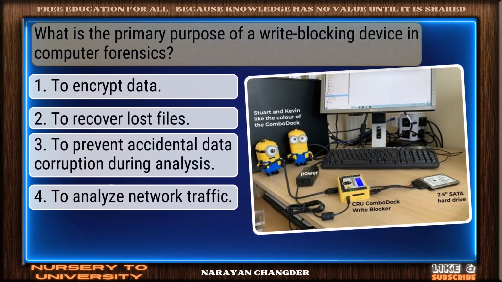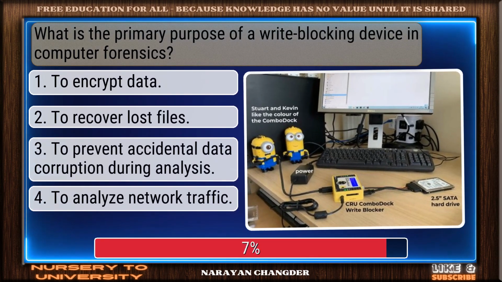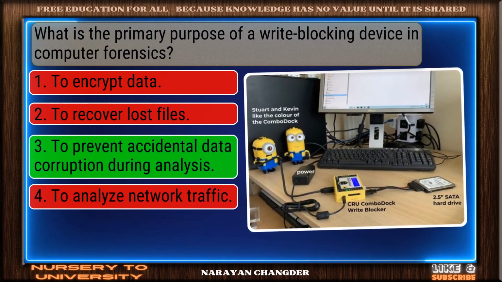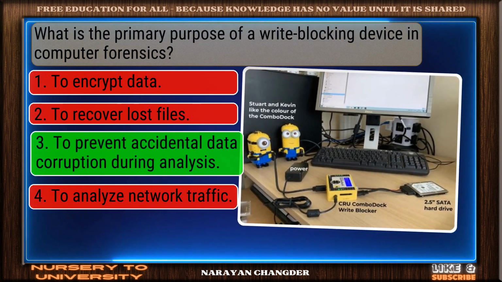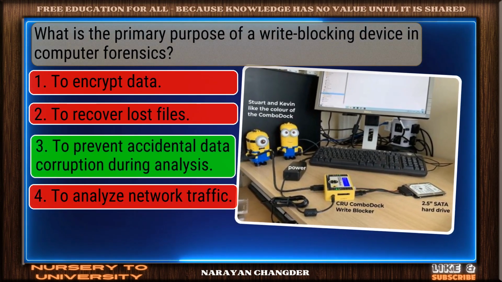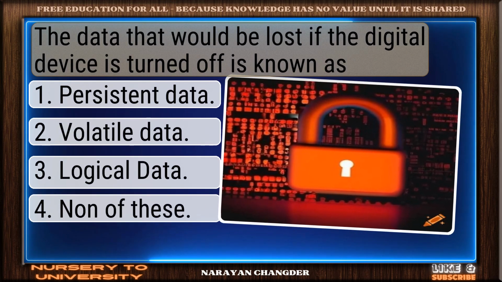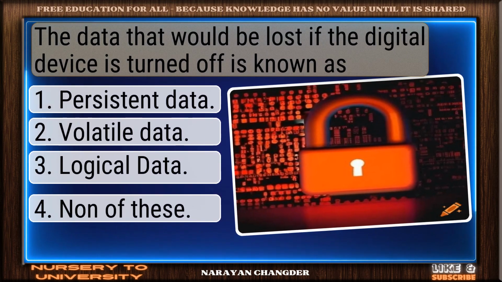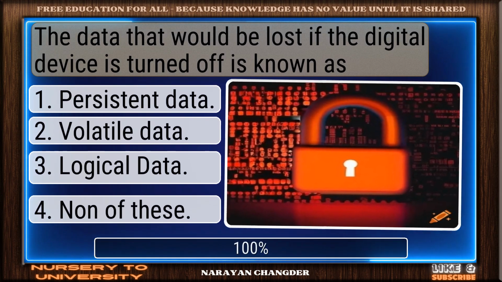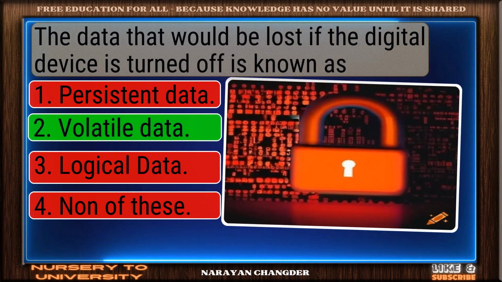Question number 48. What is the primary purpose of a write blocking device in computer forensics? Right again. To prevent accidental data corruption during analysis is a valid answer. Question number 49. The data that would be lost if the digital device is turned off is known as. Smart move. Volatile data is an accurate answer.